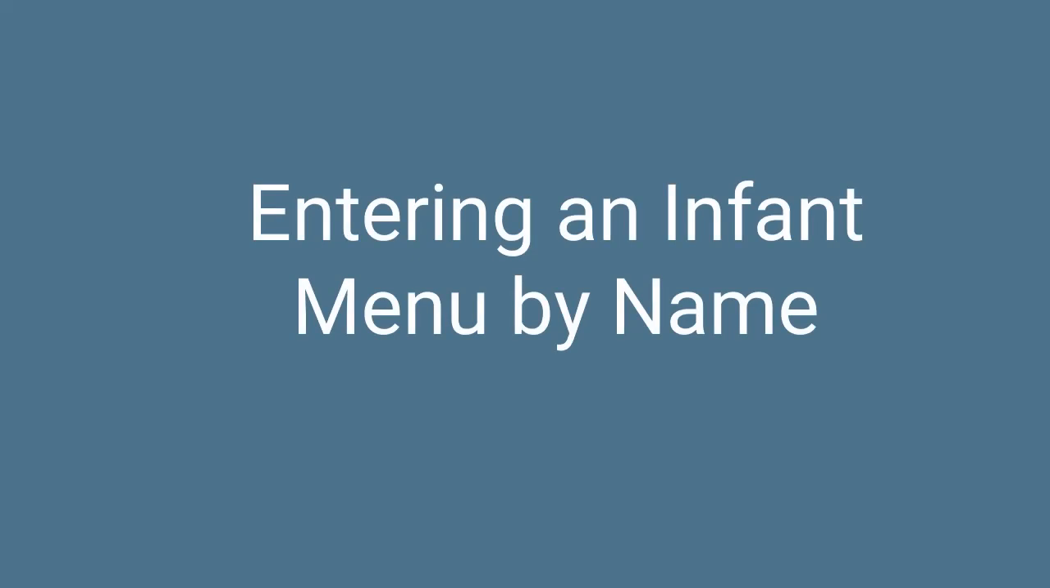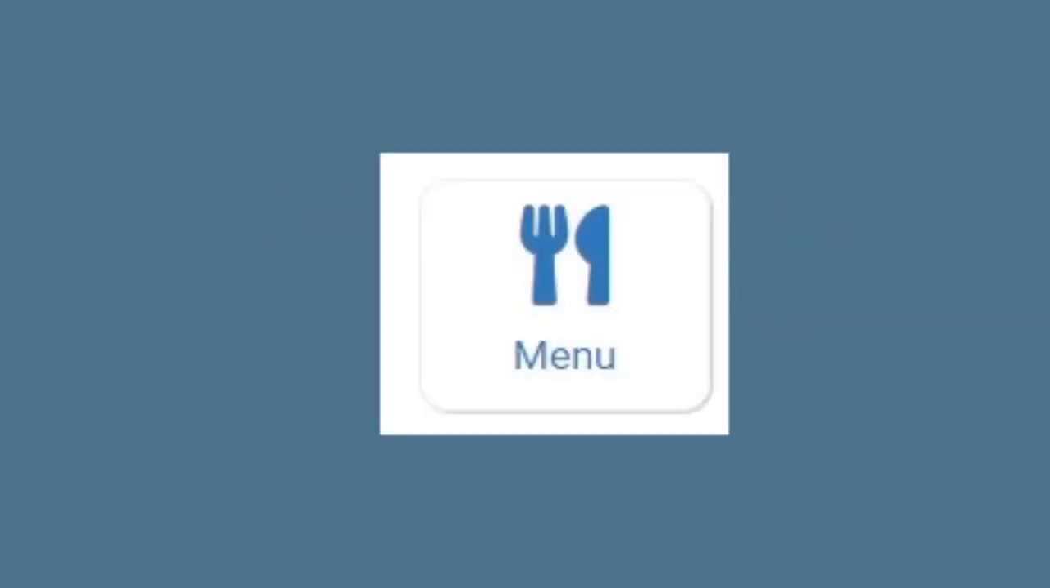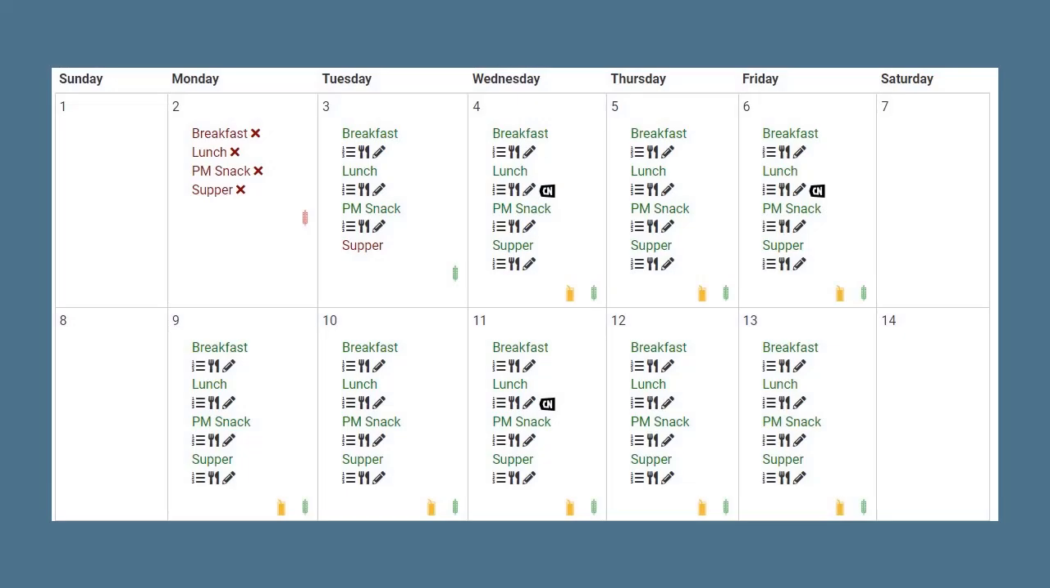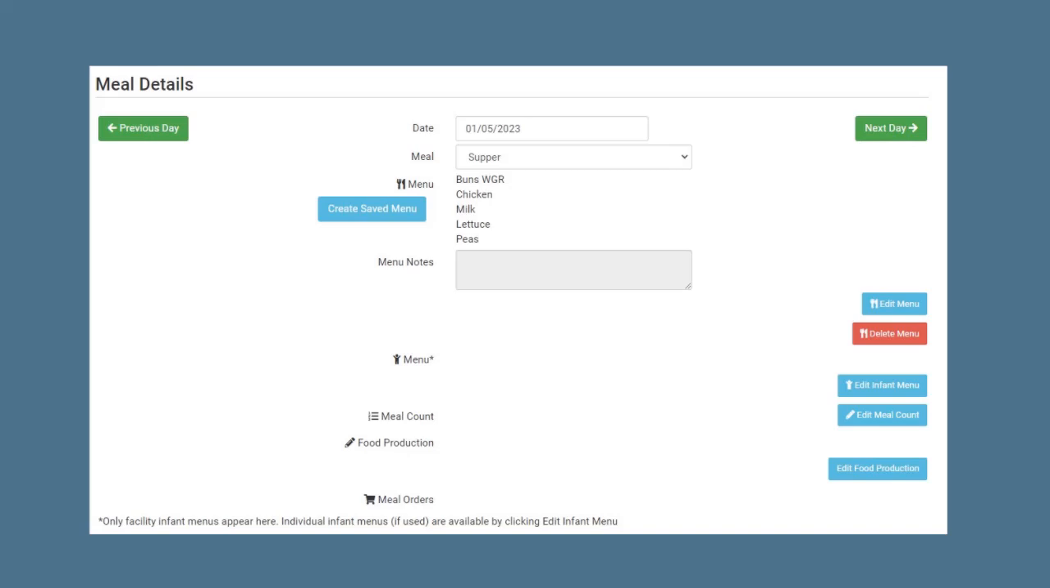Entering an infant menu by name. Click on Menu from the main dashboard. This will take you to the menu calendar. From the menu calendar, click on the date and meal type for which you want to enter an infant menu. This will take you to the Meal Details screen. On the Meal Details screen, click the blue Edit Infant Menu button.